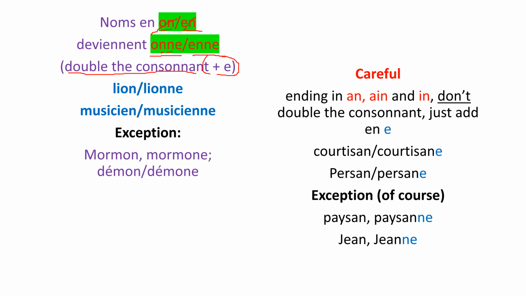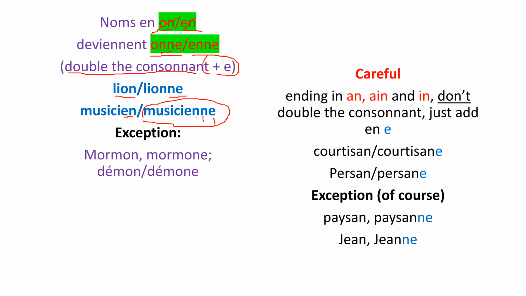Let's look at these two examples. Lion, meaning a lion. What we do here is we add one consonant. So we double the consonant, we add the N, and then we add the E. Similarly, musicien, which is a musician. Here is your masculine. What we do, here is your first consonant. We double that consonant, and then we add an E. And what do we have?